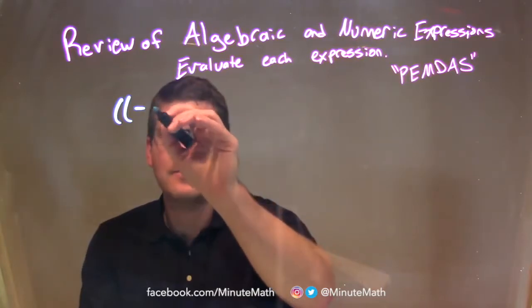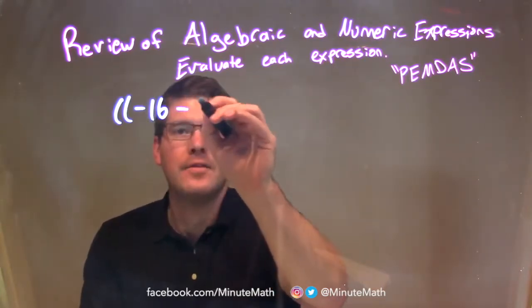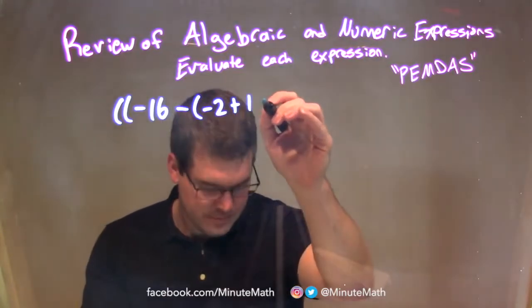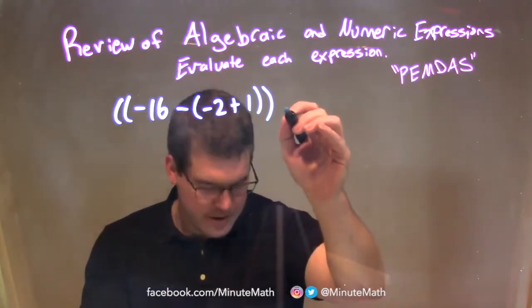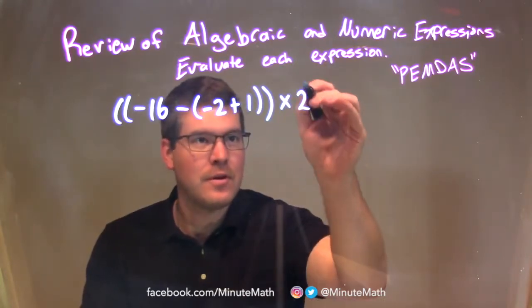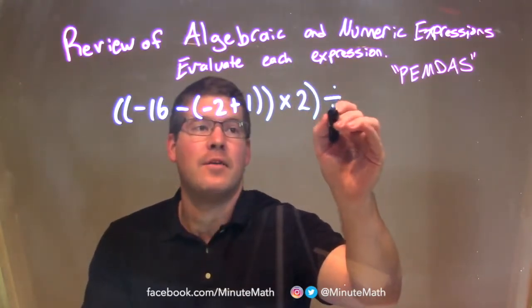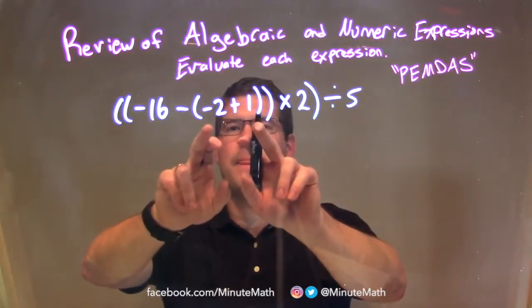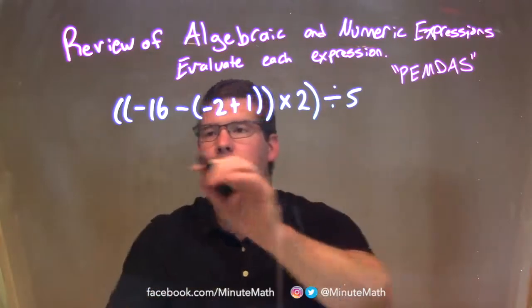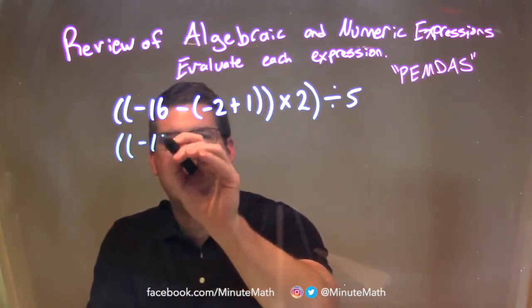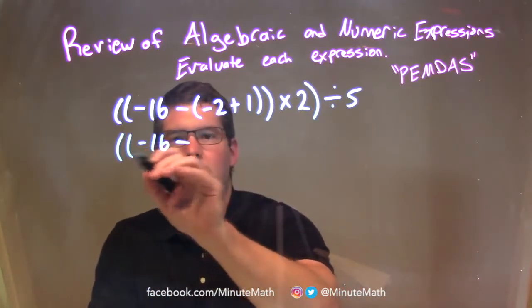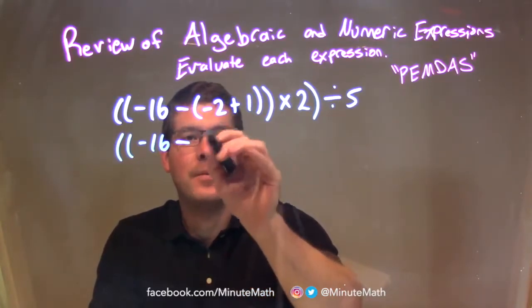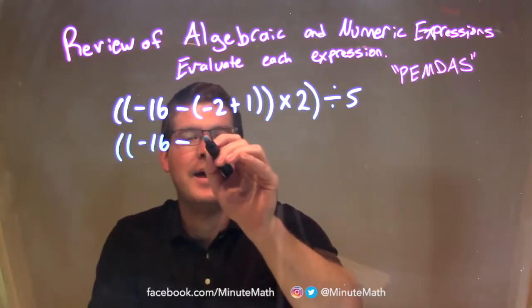Negative 2 parentheses there, negative 16, minus another parenthesis, negative 2 plus 1, double parenthesis there, times 2, another parenthesis, divided by 5. A lot of parentheses here, all right? So we look at the most inside one, that's right here, that negative 2 plus 1. So I'm going to rewrite everything, take your time with this. So double parentheses, negative 16 subtracted by, and then negative 2 plus 1, I'm going to simplify that inside the parenthesis there, a negative 1.